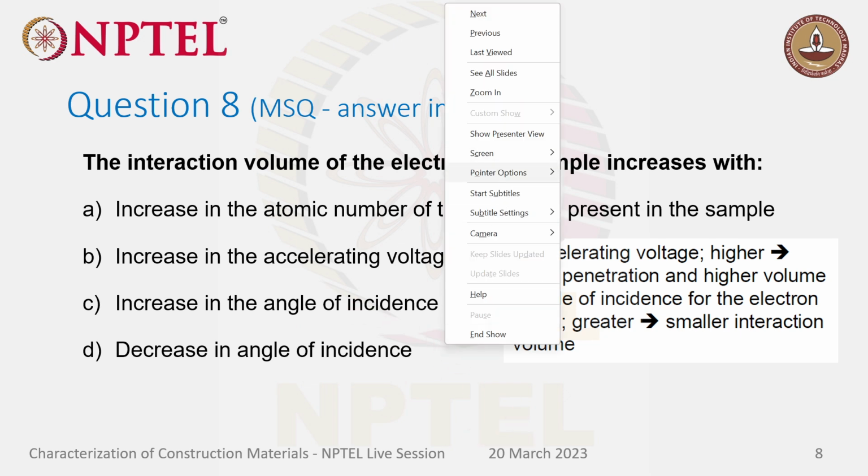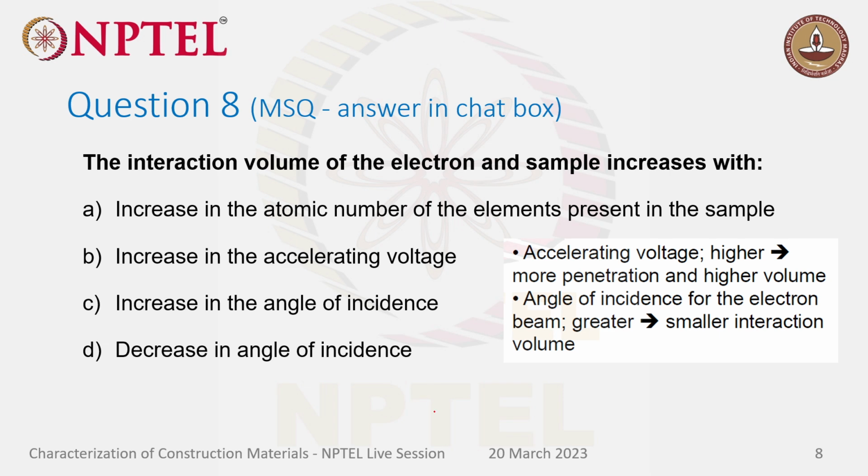Assume that the sample is here. And if the angle of incidence is an acute angle like this, then the amount of sample interaction will be very, very less. But if it directly comes and hits perpendicular, the interaction volume will be higher. So an increase in angle of incidence and an increase in accelerating voltage help in better interaction volume of the electron and the sample.